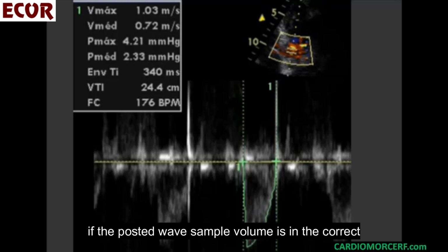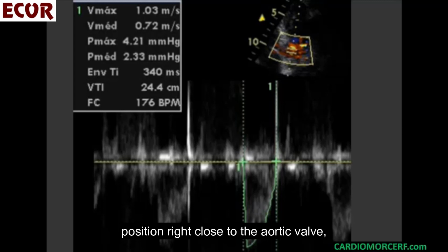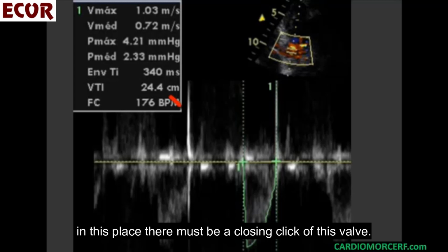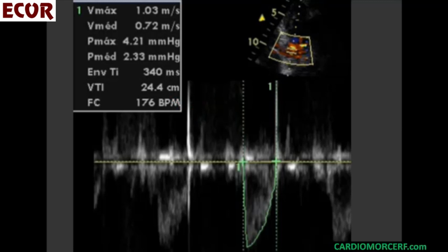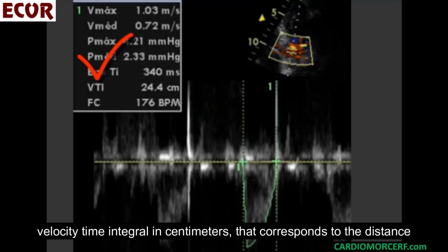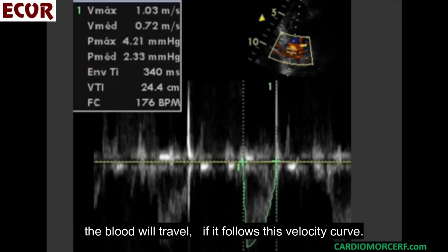If the pulse wave sample volume is in the correct position, right close to the aortic valve but inside the left ventricular outflow tract, in the trace there must be a closing click of this valve. With the planimetry of this velocity curve, we'll obtain the VTI, velocity time integral, in centimeters. That corresponds to the distance the blood will travel if it follows this velocity curve.